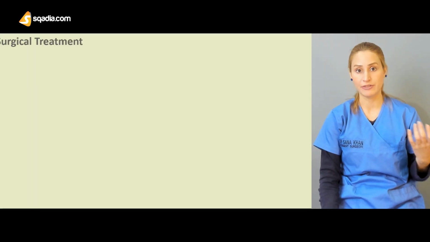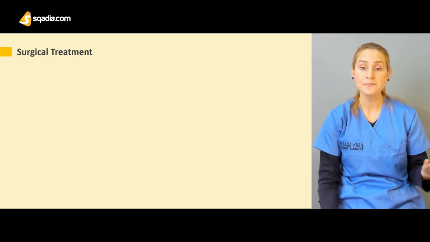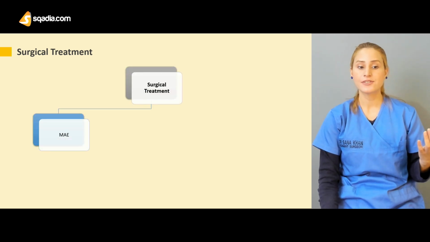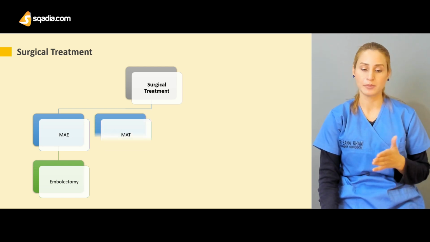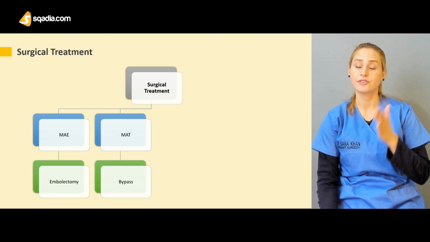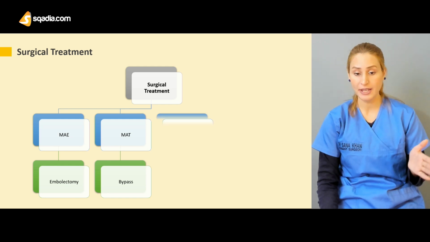After taking the help of the investigations, you can make a decision for a bowel resection, or you can make a decision for revascularization. So surgical treatment can be embolectomy, mesenteric artery embolectomy, thrombectomy, or a bypass surgery.